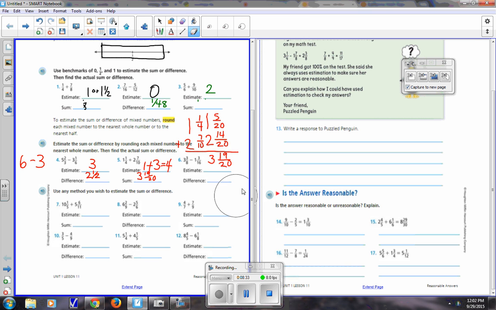All right, let's do one more before the bell rings. 3 3/8. That's just shy of half. So what should we round that mixed number to? You want to raise it up? Why don't we do 3 take away 3/16? That's teeny tiny. So let's estimate 4 and do the actual difference.